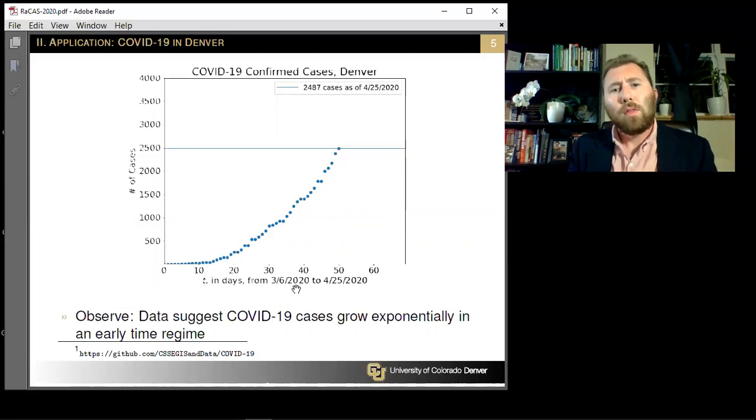Now, here's the confirmed number of cases of COVID-19 in Denver that is up to date until yesterday as of this recording. And you can see that we've reached nearly 2,500 confirmed cases. I also want to point out that I think we're all aware that the cases exhibit exponential growth in this early time regime.